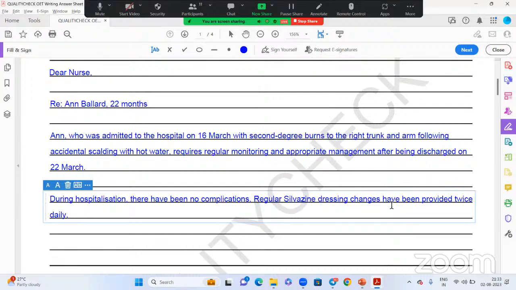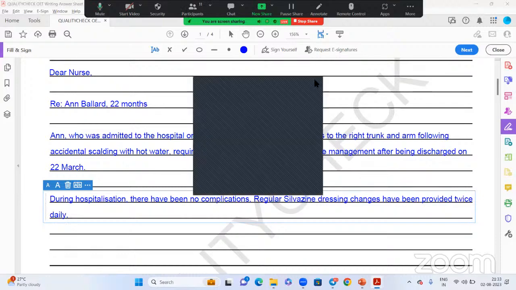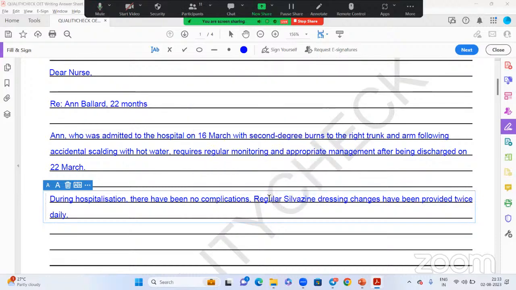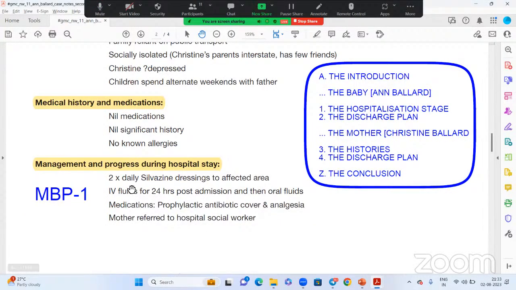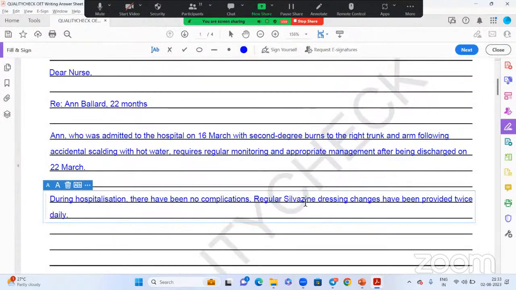So how are you going to write the sentences? I'm not doing a lot of modifications. I'm giving you the sentences as they are. You can modify the sentences. How to create sentences, I'm showing you there. Okay. So here, twice daily silvazine dressings to the affected area. So regular silvazine dressing changes have been provided twice daily.